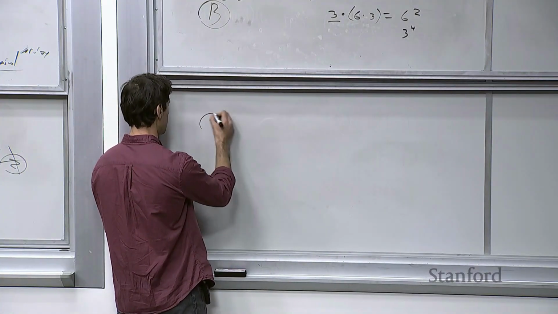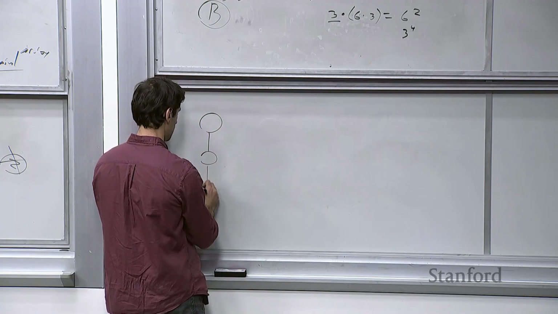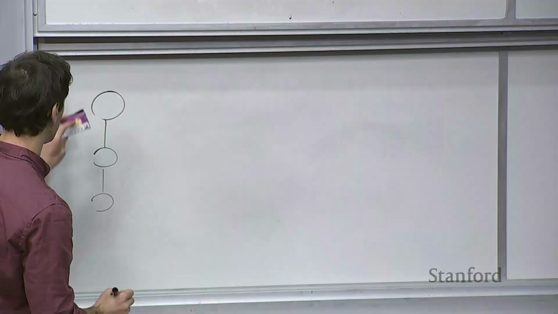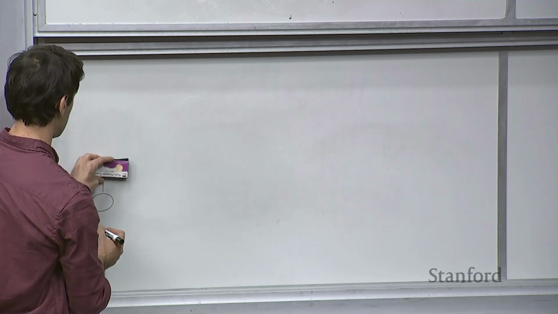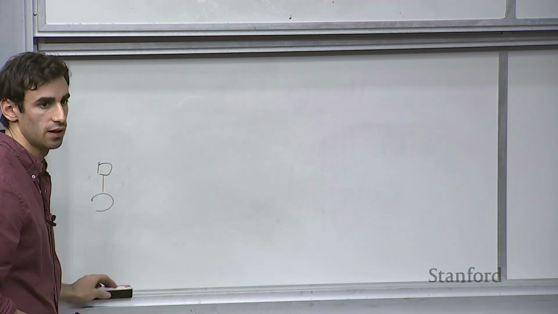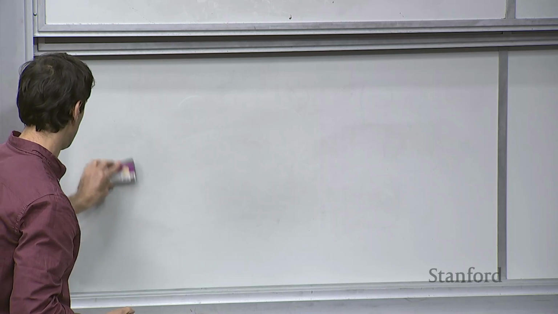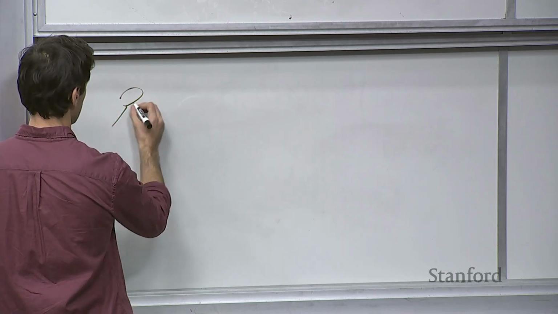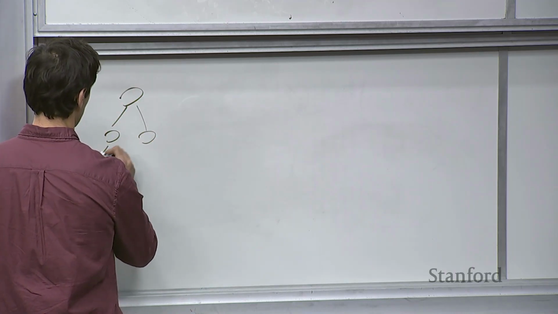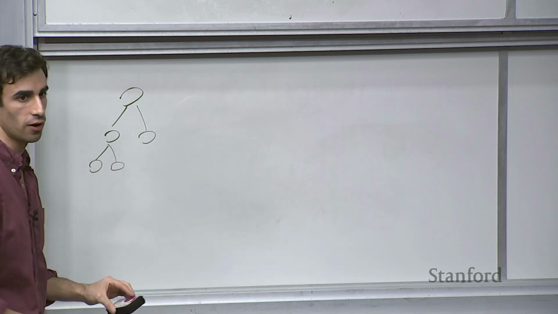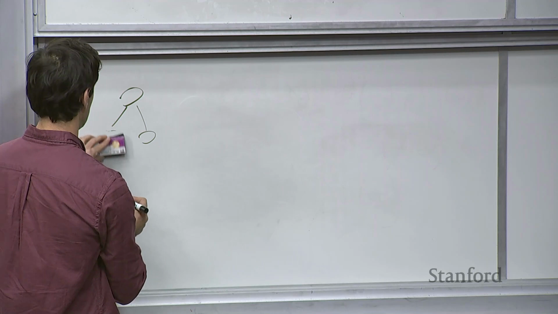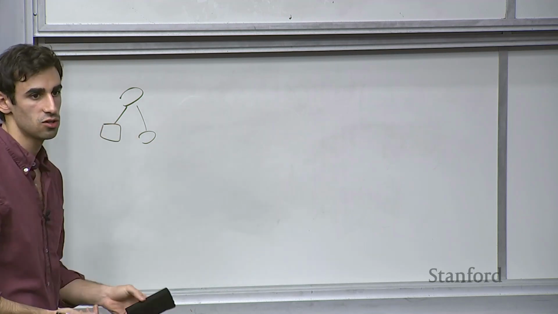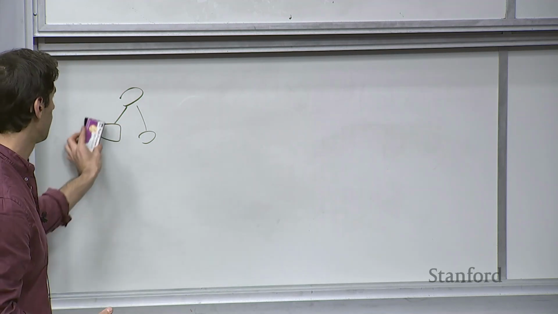For example, let's say we had a chain. If I was going through eliminating this, the biggest factor I would create is just a unary factor, just that little guy. So tree width of 1. If I had a tree, just like our example before, if you go from the leaves, again, you can create these little unary factors. And so you can get away with 1.